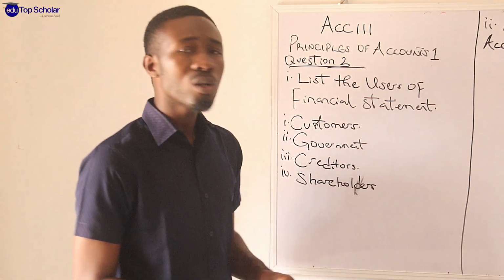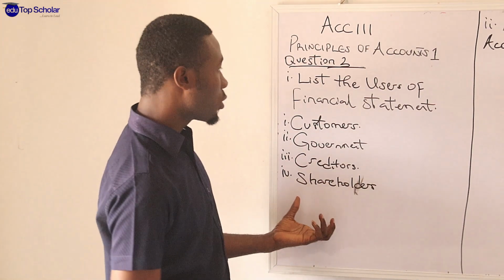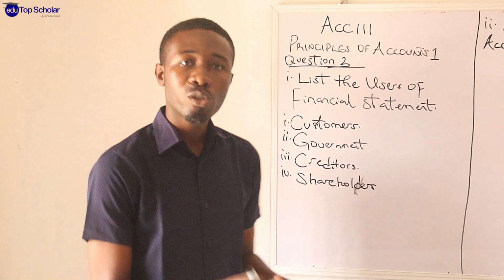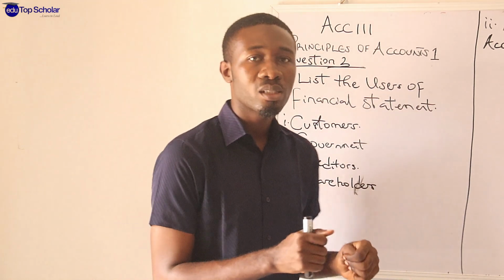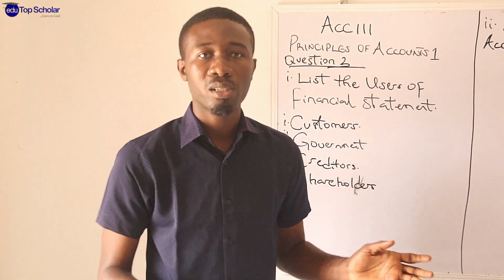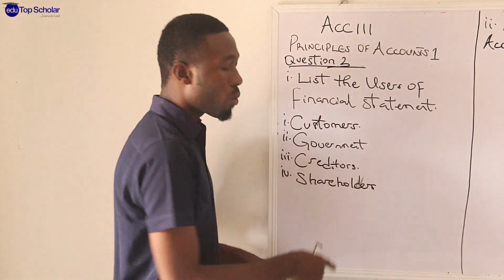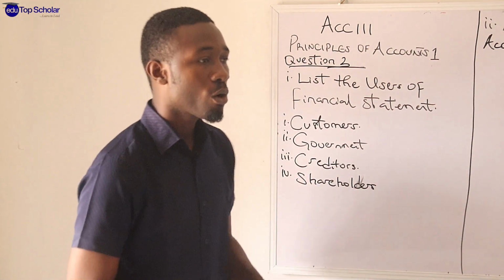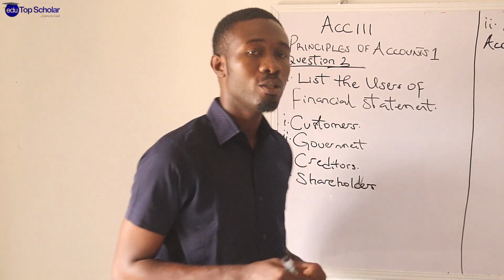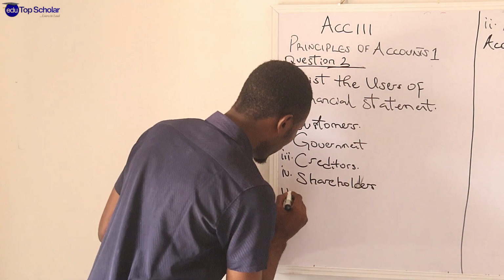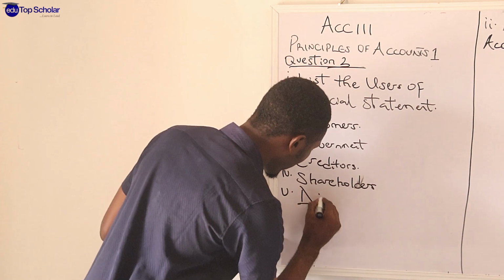They want to know how the company is doing, how the entity is doing, so that they can know whether to withdraw their shares or to keep their shares or to sell their shares. So shareholders are interested so that they can know when to opt out of the business or when to invest more into the business. And for the sake of this question, if you write the directors, you are correct.